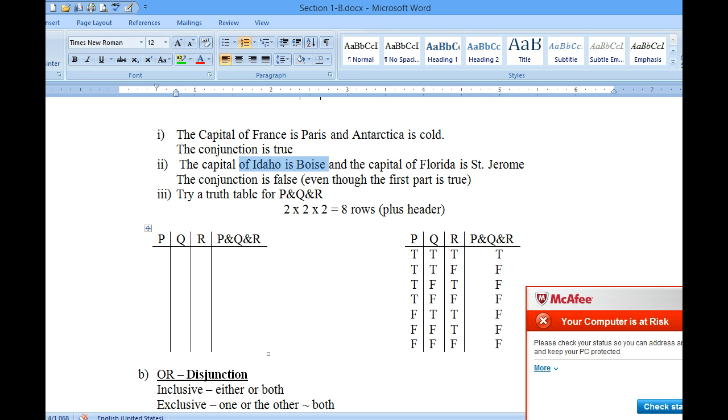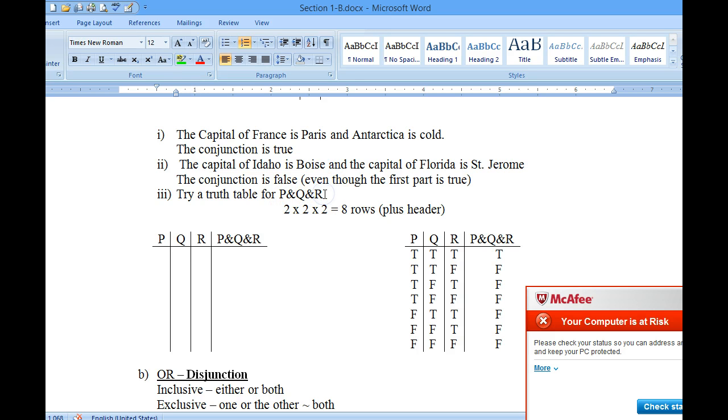All right, our second example. The capital of Idaho is Boise, and the capital of Florida is St. Jerome. So here's my conjunction "and." Now let's talk about the truth value of both propositions. The capital of Idaho is Boise. Yes, that's true. The capital of Florida is St. Jerome. False. So my conjunction, the whole thing is false. Even though the first part is true, the whole conjunction is false because both need to be true.